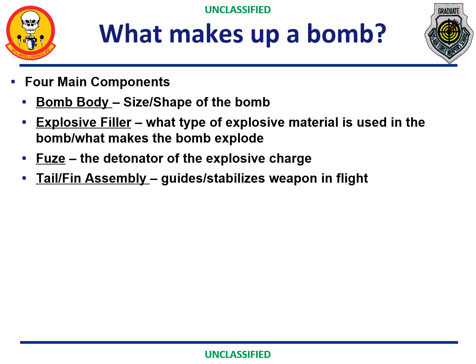There's 4 main components of a bomb. The bomb body, so the size and the shape. The explosive filler, or what material is going to make it go boom. The fuse, so how is it going to detonate that material. And then the tail, so how is it going to guide the weapon to the target.